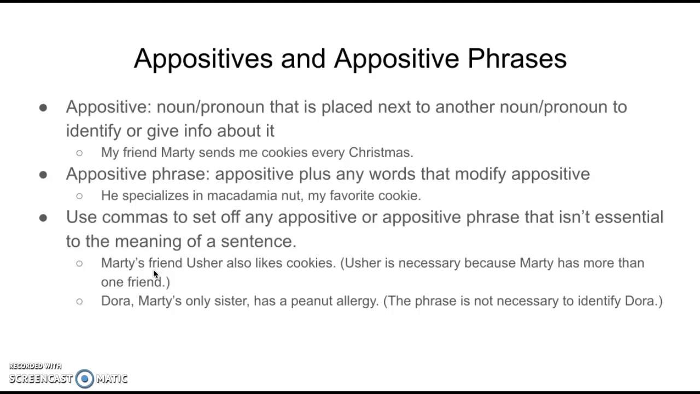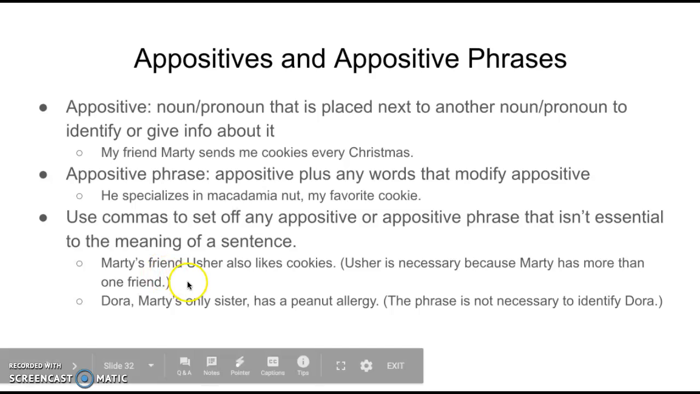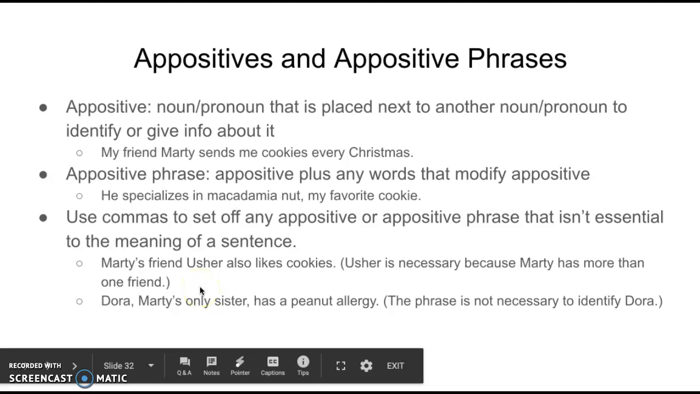This phrase is not necessary to identify Dora. Marty only has one sister, so if we took it out, we would still know who Dora is. Hence, the commas to chunk it off.